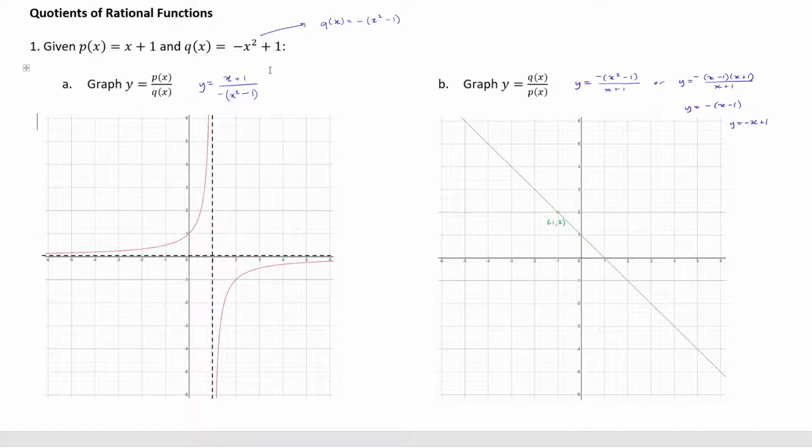Now, say we flip this fraction and then we do q of x over p of x. Well, we end up with this line, except this line has a hole at negative 1, 2. As you can see, I've included it right there.